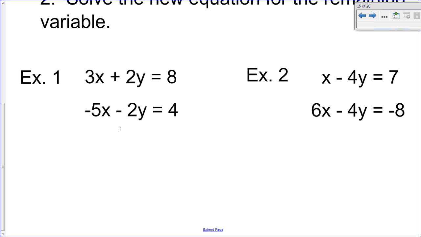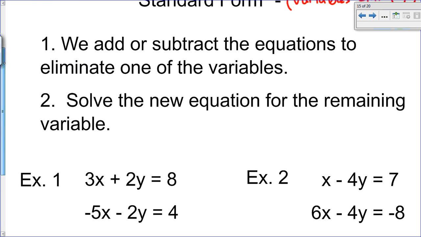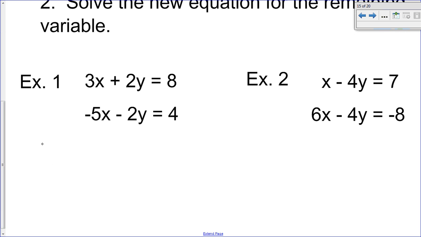So let's start with this first example here on the left. 3x plus 2y equals 8, and negative 5x minus 2y is equal to 4. We said you want to add or subtract equations to eliminate. Well, in order to eliminate, we need matching coefficients. Matching or opposite is fine, too. Our coefficients are just the numbers in front of the variable.